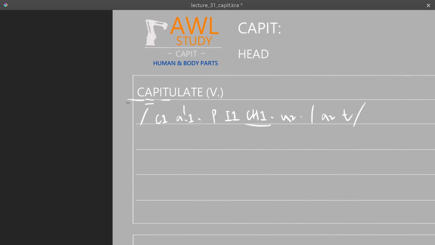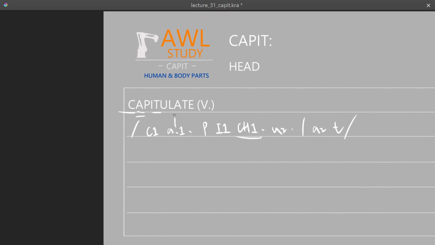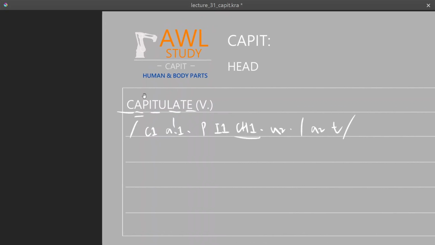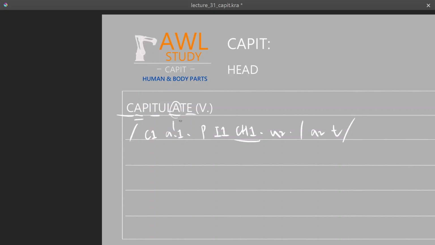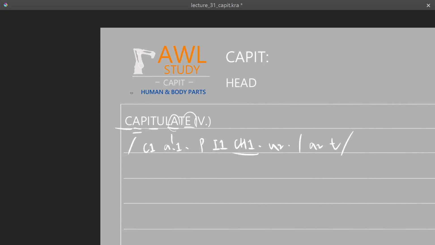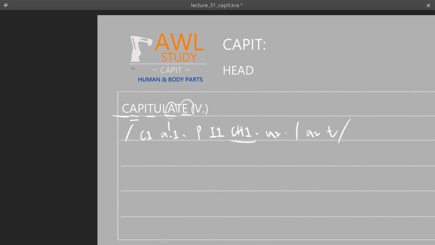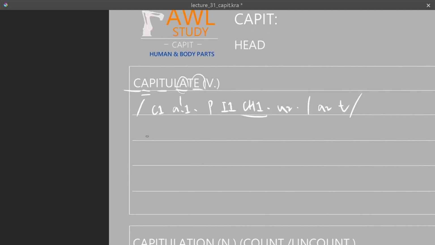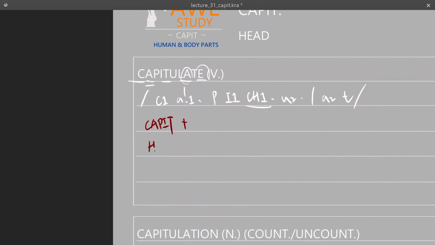The phonogram A says its long A sound, because of the silent final E, the first silent final E rule. Alright, so we have the root CAPIT, meaning head.